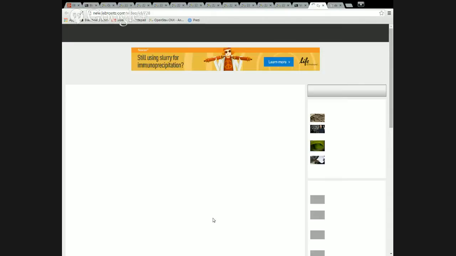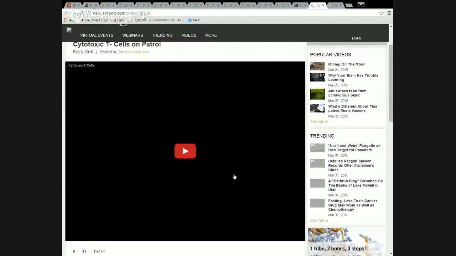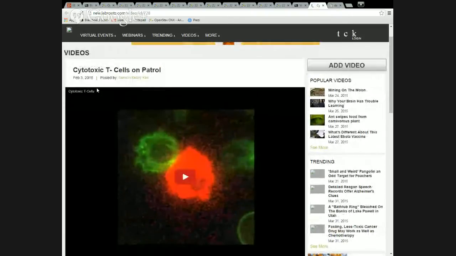So this takes us to a web page called LabRoots for some reason, and it has now embedded in it a YouTube video, which is a cytotoxic T cell moving around in, I suppose this is actual tissue, and finding infected cells and destroying them. Actually, in the video, they're showing cancerous cells, but the same could be said of an infected cell too.